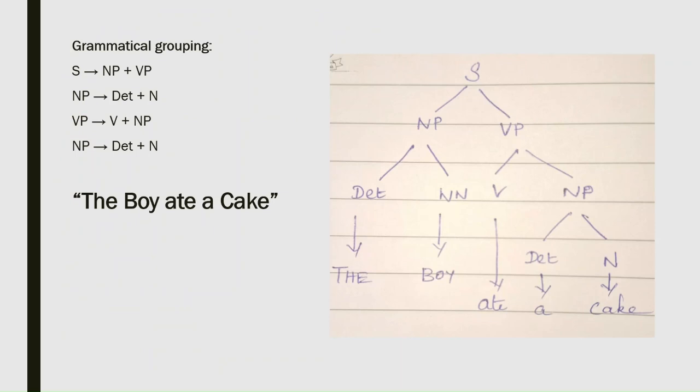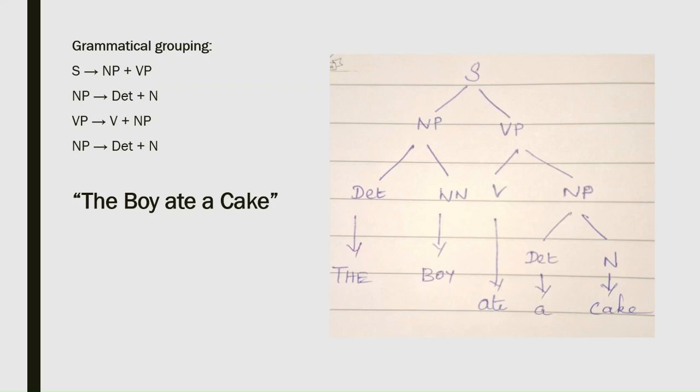See here, the grammatical grouping is done. Now we will draw the tree. So, the boy ate a cake. S is the start symbol, or the sentence, which is divided into NP and VP. NP is divided into determiner and noun. Verb phrase is divided into verb and noun phrase, based on the rules given at the side, the grammatical grouping. So determiner is the, noun is boy, verb is ate.